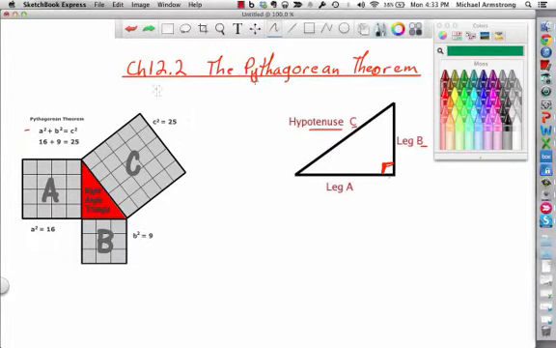Okay, the Pythagorean Theorem is chapter 12.2, and a guy named Pythagoras came up with this in ancient Greece, in the Greek times. He noticed something about triangles. He noticed that if you have a right triangle, which looks like this with a right angle, that this leg squared plus this leg squared is equal to this leg squared.